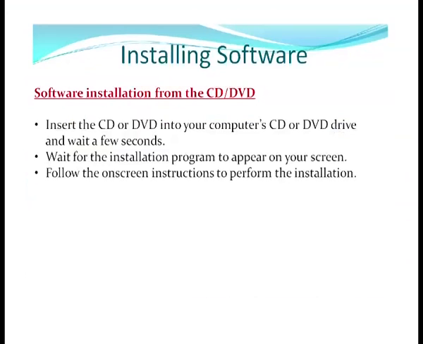Other than apps, you might need to install certain softwares. Say suppose you are into photo editing, you want to install Photoshop or you want to install some game or some particular application that might be available on a CD or a DVD, or that might be needed to be downloaded from the internet. Say you are purchasing an antivirus software that can be downloaded from the internet. So either of the methods can be used to install a software.